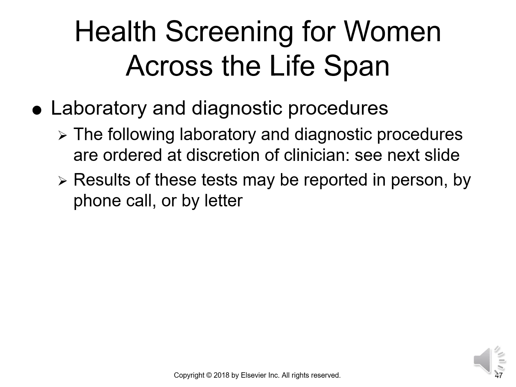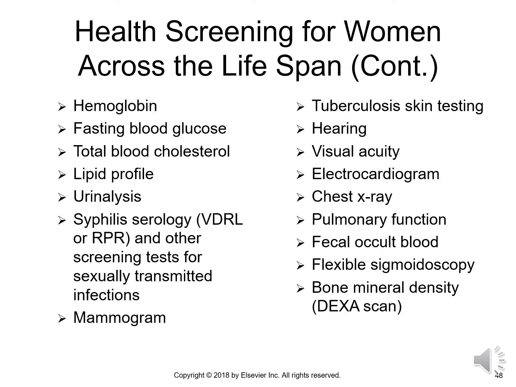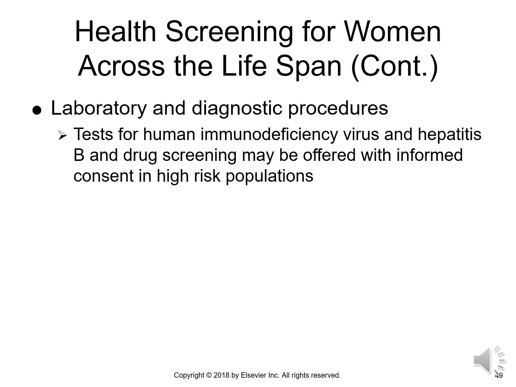Laboratory and diagnostic procedures that might be ordered are on the next slide, and most of these results can be reported to the person by phone or by letter. And this is a list of things that the doctor may deem necessary to do. Once they've seen the patient, if they need further assessment for something, they may order some of these tests. Tests for HIV and hepatitis B and drug screenings may be offered with informed consent in high-risk populations. These tests are usually reported in person to the patient.